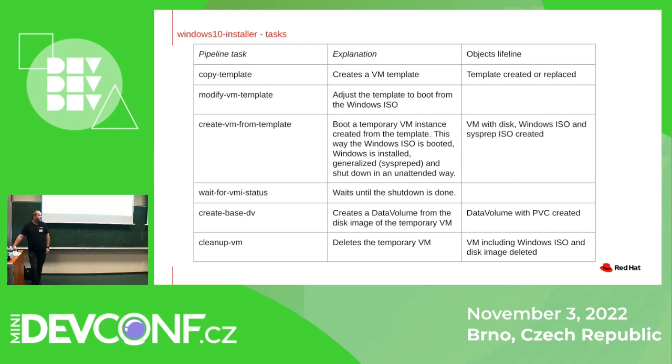Here is the list of all tasks from which this pipeline consists. At first, we have to copy the template. We are copying the template from the project called Common Templates, especially Windows 10 desktop large. Then there is modifying the VM template, which takes this template and does some modifications, e.g. changes the boot source. Then we create the VM from the template, wait for it, create the new DV from the installed DV, and then we do some cleanup.